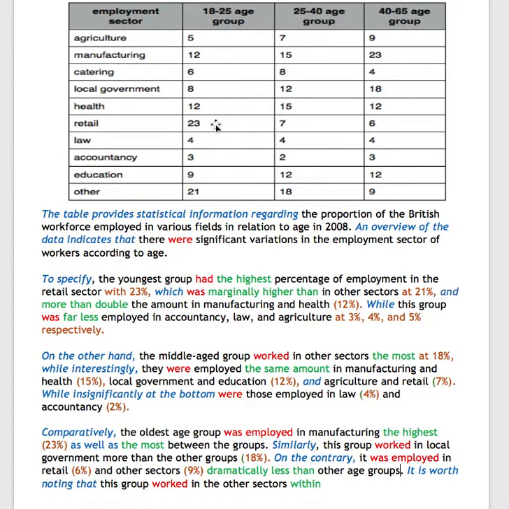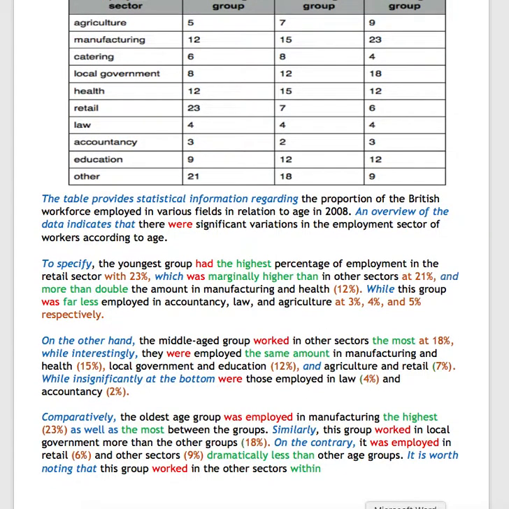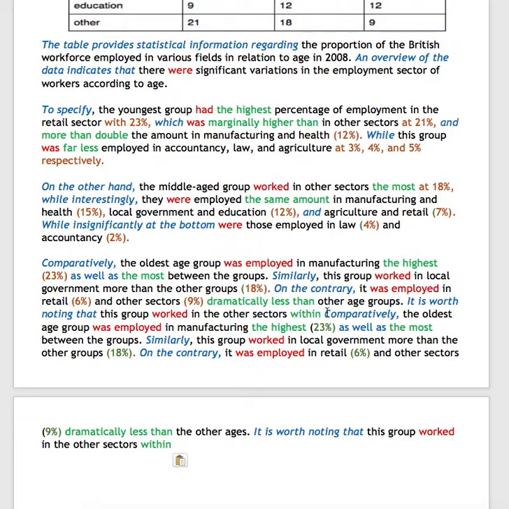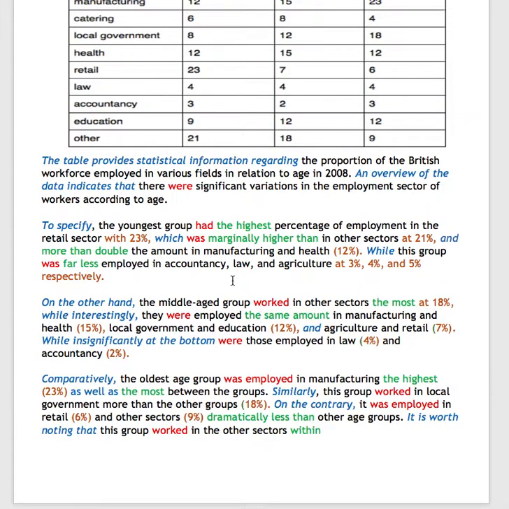And here, 9 and 21. Okay? All right. It is worth noting that this group worked in the other sectors. Within range, I believe. So it is worth noting that this group worked in the other sectors.